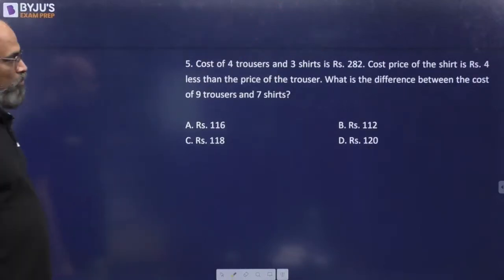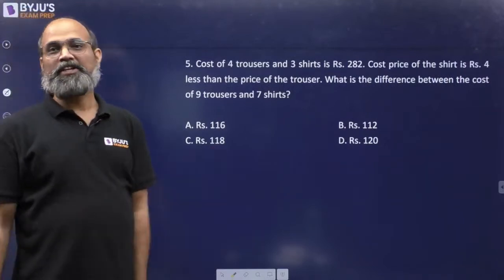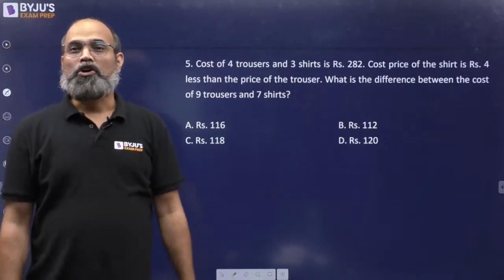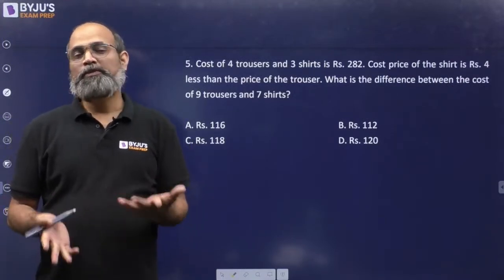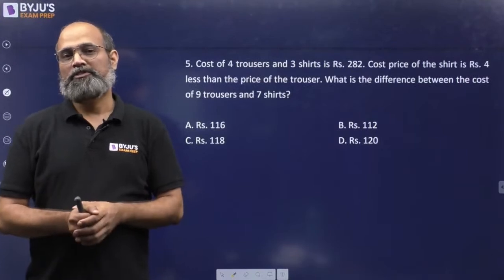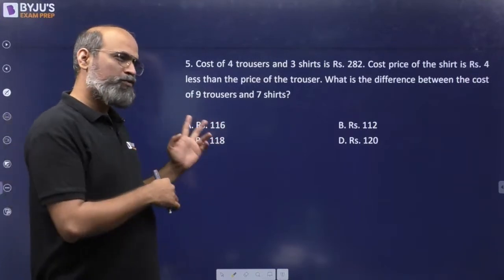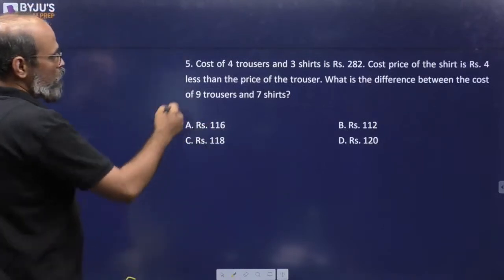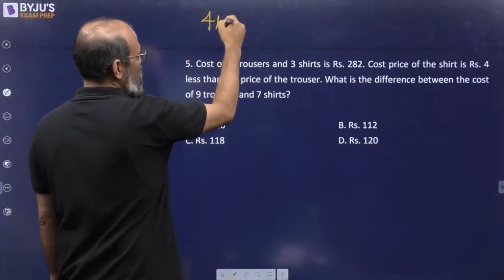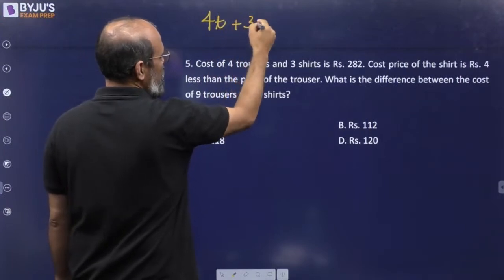Next question. Cost of 4 trousers and 3 shirts is rupees 282. Cost price of the shirt is 4 less than the price of the trouser. What is the difference between cost of 9 trousers and 7 shirts? A question very similar to the previous one, but here we have only 2 variables, right? So we have 4 trousers and 3 shirts.